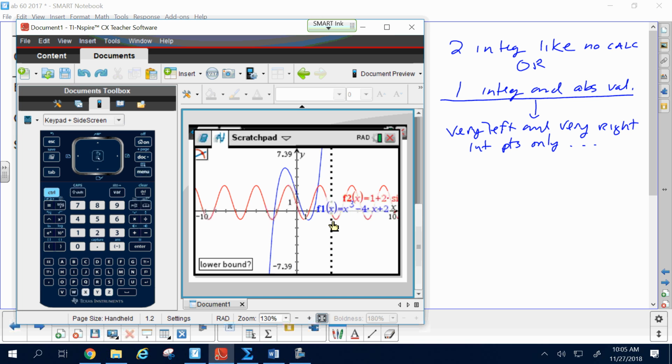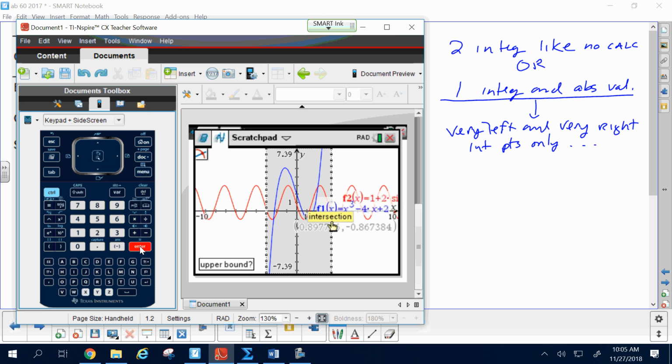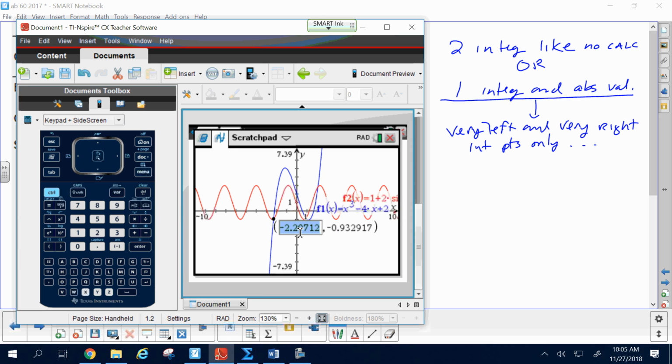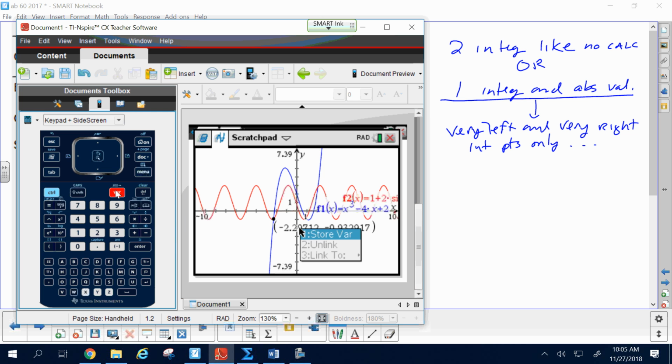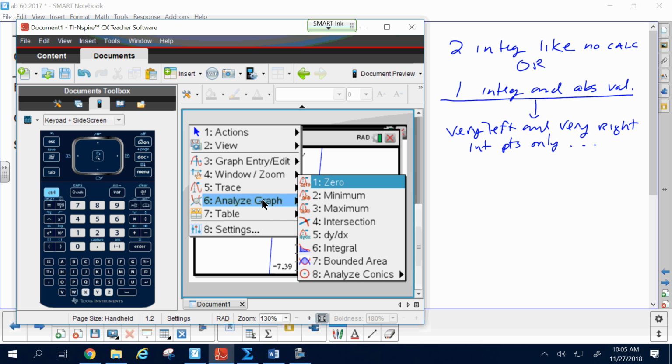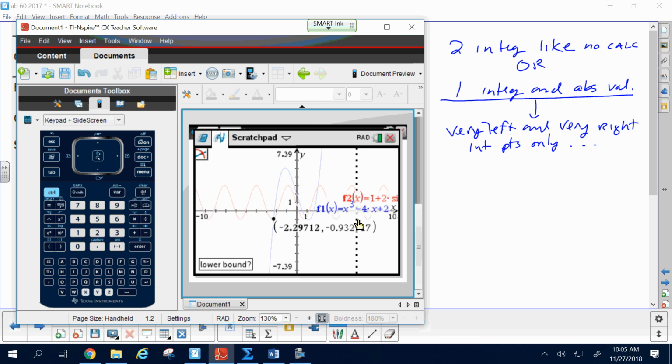let's go in. Okay. I'm getting negative 2.297 for the left intersection point, yes? I'm going to store that to A. Go to the very right intersection point.